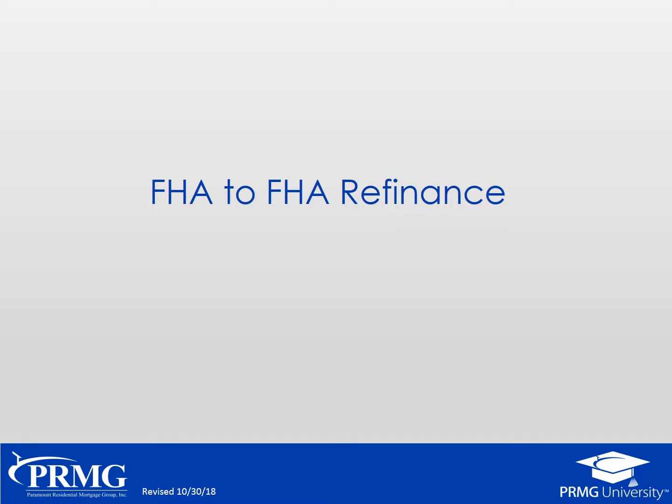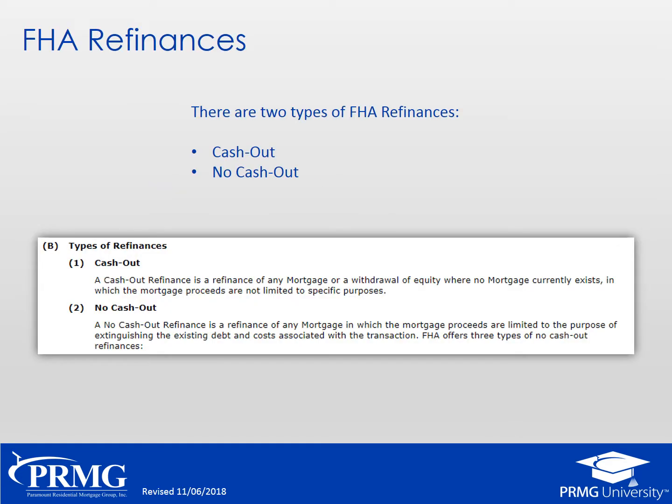During this session, we will be discussing FHA to FHA simple refinances. There are two types of FHA refinances, cash out and no cash out. A cash out refinance is a refinance of any mortgage or a withdrawal of equity where no mortgage currently exists, in which the mortgage proceeds are not limited to specific purposes. A no cash out refinance is a refinance of any mortgage in which the mortgage proceeds are limited to the purpose of extinguishing the existing debt and costs associated with the transaction.